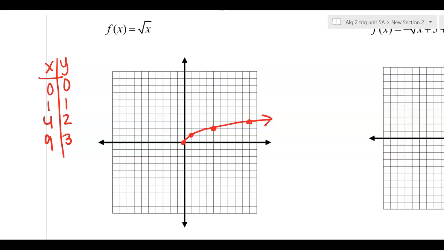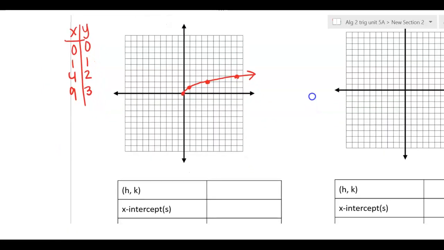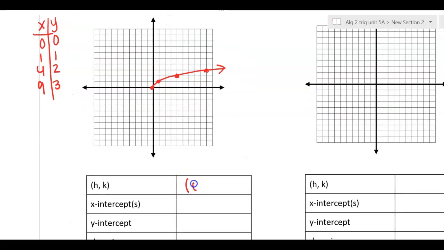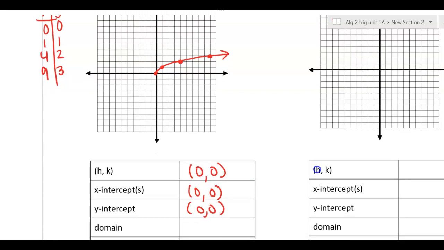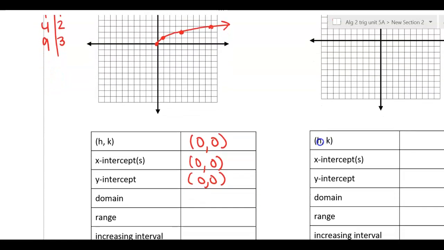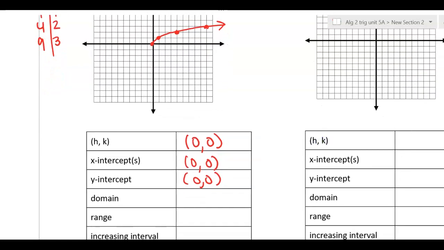So if we went through and tried to look at some of the characteristics of this graph, for our parent function, the h and the k are 0, 0 because there's no transformations in that graph. That also happens to be the x-intercept and the y-intercept of the parent function, which we've seen happen often, just due to the way that they're structured. So what is the domain of this function? Look at the graph. What is the domain?